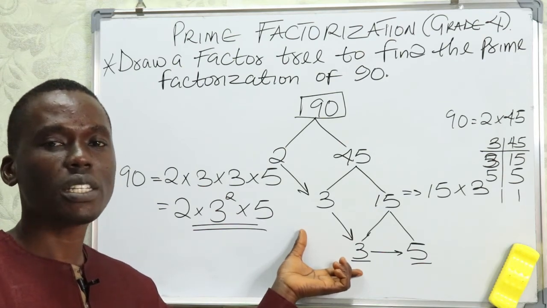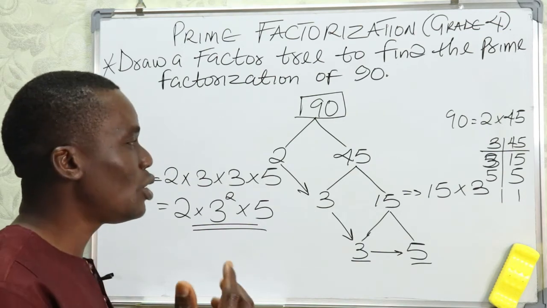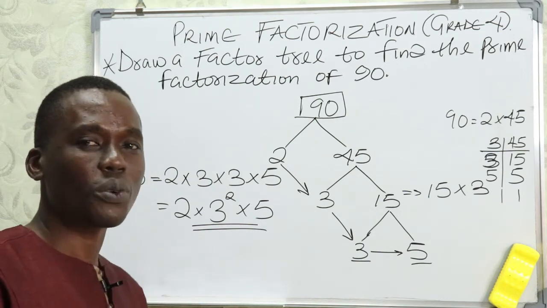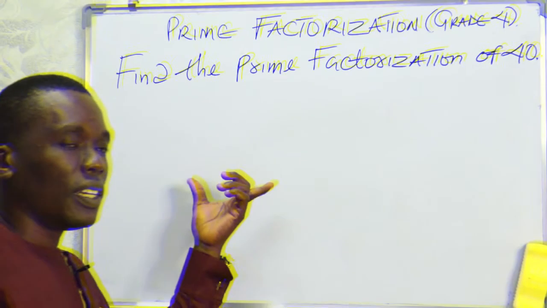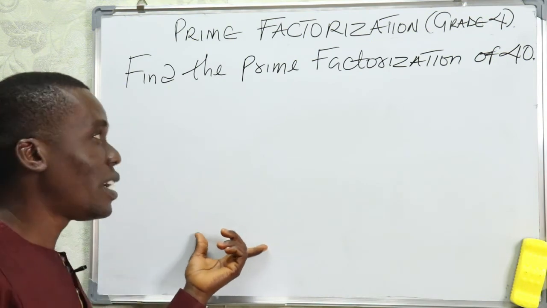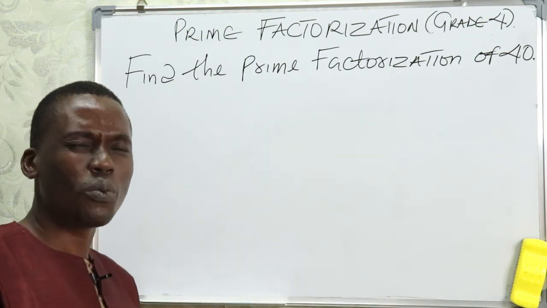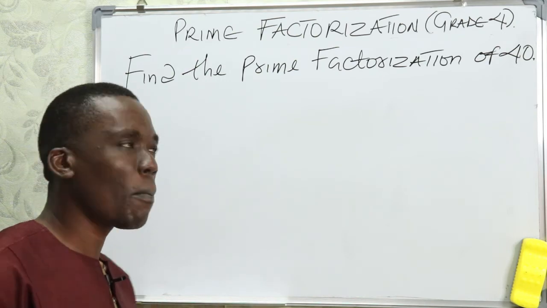Now let's look at another good example, and in the second example we are going to consider prime factorization using the factor method. Let's consider example 2. In this question we are asked to find the prime factorization of 40. So what do we do? It's similar to the tree method.